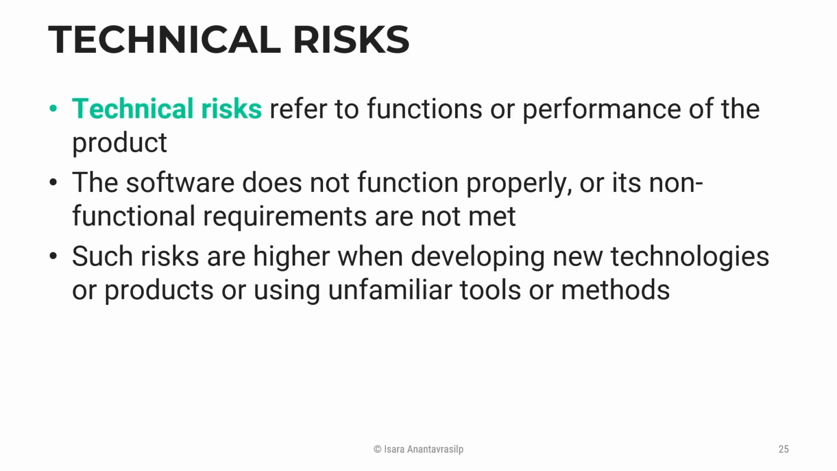Lastly, technical risks. Technical risks refer to functional or performance issues of your product. The software doesn't run properly, or non-functional requirements are not met. So basically what it means is that it runs, but it does what it does, and doesn't do it well enough. Maybe it is too slow, there are a lot of downtimes, maybe there is a lot of data loss or data corruption, performance issues, security breaches. It doesn't scale properly. It cannot handle so many people.